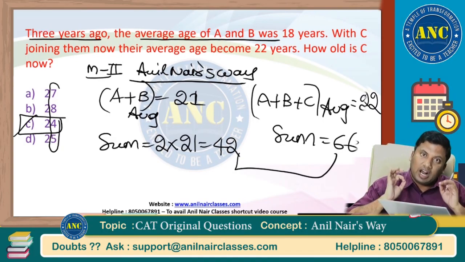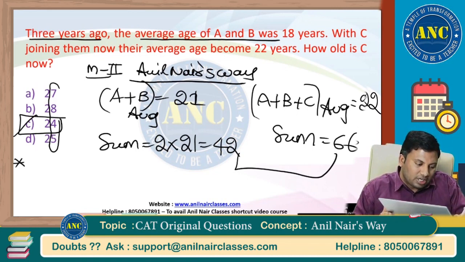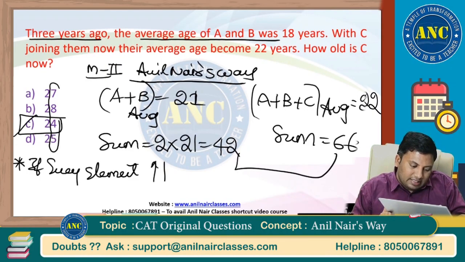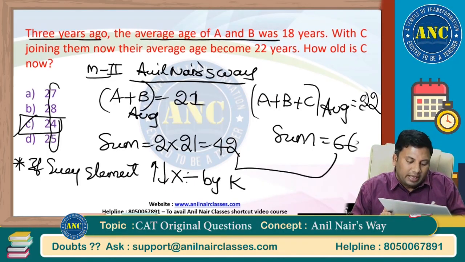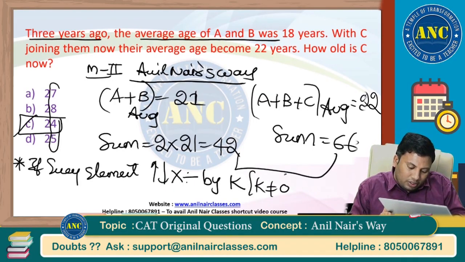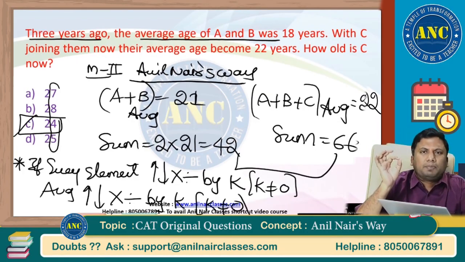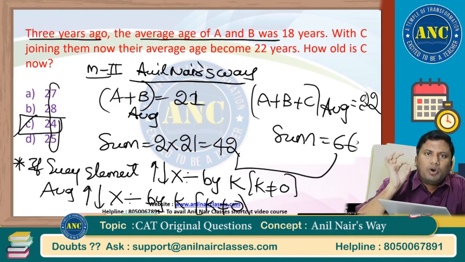What is the concept that I used in this question? If every element increases, decreases, multiplies or divides by K, K not equal to 0, the average also increases, decreases, multiplies or divides by K. This simple concept, I used it to solve an original CAT question without using X and Y.